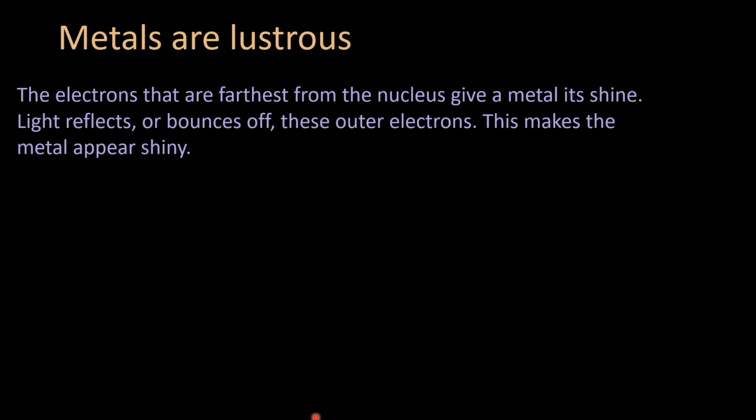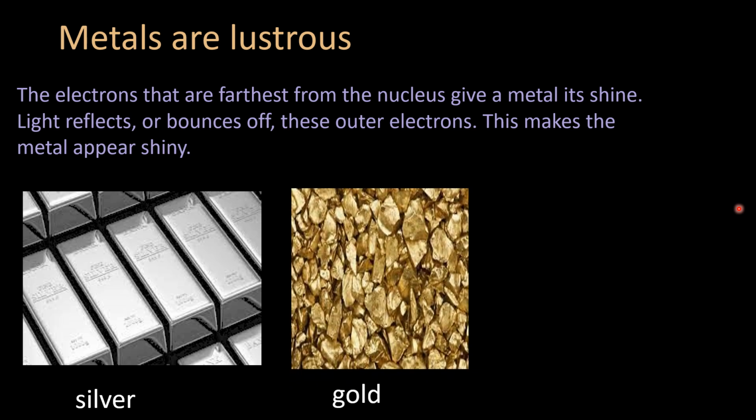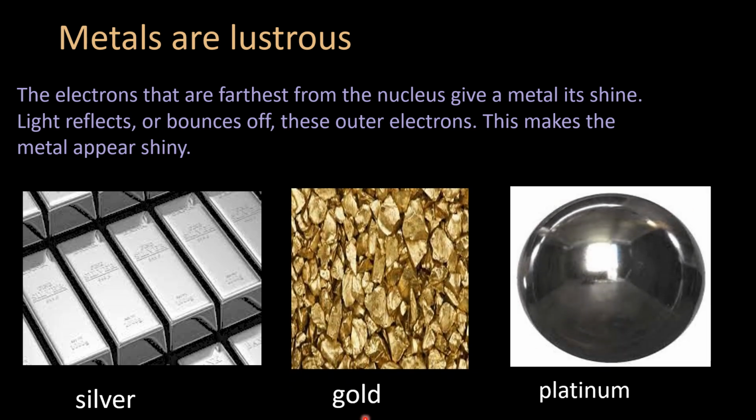When there are more valence electrons, that is, more free electrons in the electron sea or electron cloud, there will be more reflection of light. When there is more reflection of light, the metal will appear shiny or lustrous. Examples include silver, gold, or platinum. All these metals are lustrous or shiny metals, and this property is also due to the metallic bonding.